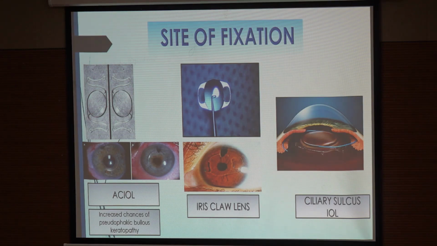We have the iris claw lens, again implanted in the anterior chamber. Also it can be implanted retropupillary. And then we have the ciliary sulcus IOL. If we have a good capsular rim and there is a posterior capsular rent, we can always implant a ciliary sulcus IOL that is good enough as a capsular bag. Good enough, not perfect, but still close to it.